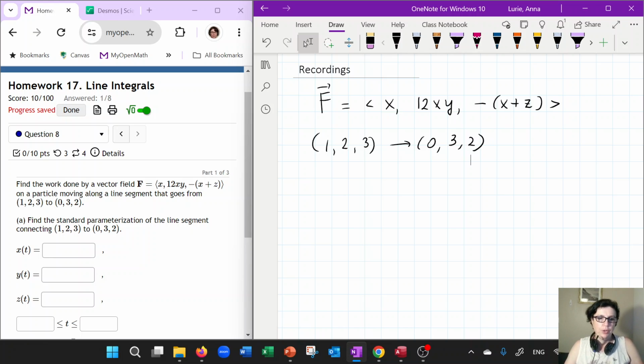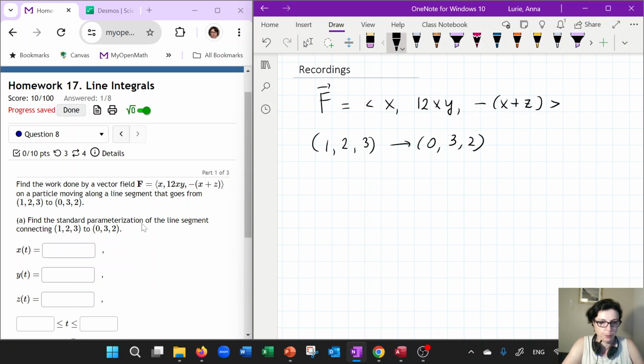Okay, guys, in this video, we are going to take a look at applications of line integrals to computing work of a force. So the force is given as (x, 12xy, negative x plus z). And it is acting on a particle to move it from point (1, 2, 3) to the point with coordinates (0, 3, 2).